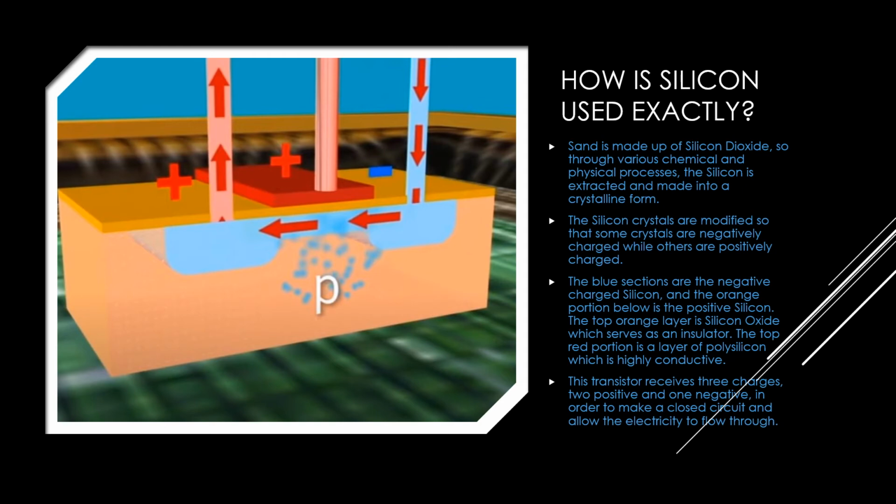So the blue portion, which is the negatively charged silicon, receives two charges, one on the left side, one on the right side. The left side will be positively charged, the right side will be negatively charged. And the middle polysilicon receives also a positive charge, which creates a bridge between the two blue, or negatively charged, silicon portions, and that allows for the current to flow through in one direction and creates a closed circuit, and that way electricity can flow from one side to the other.